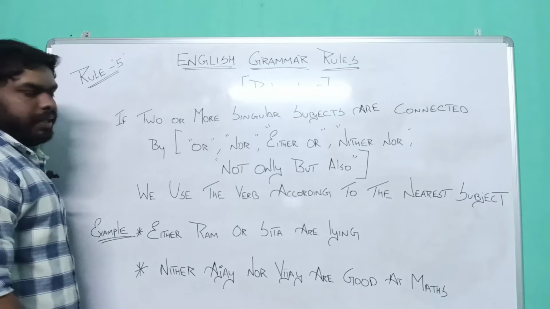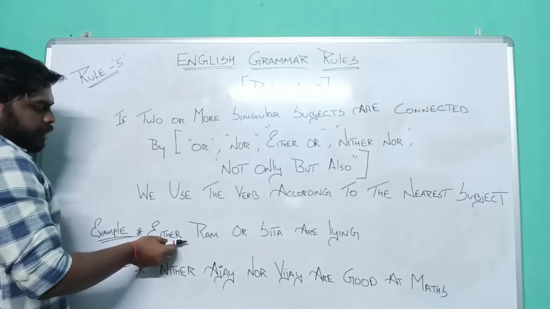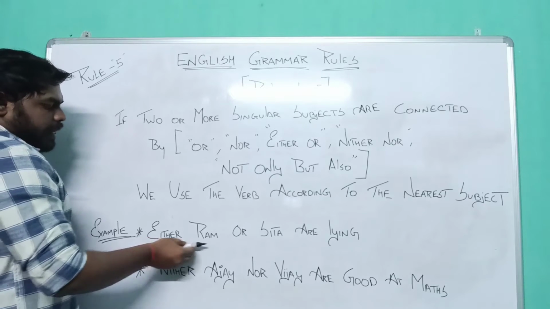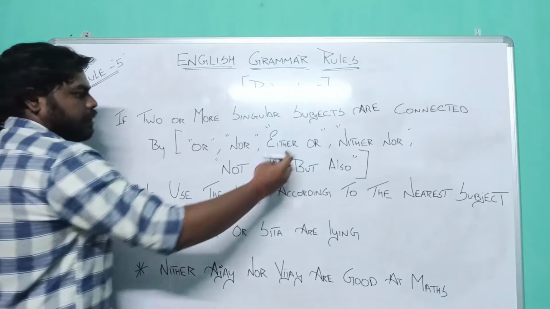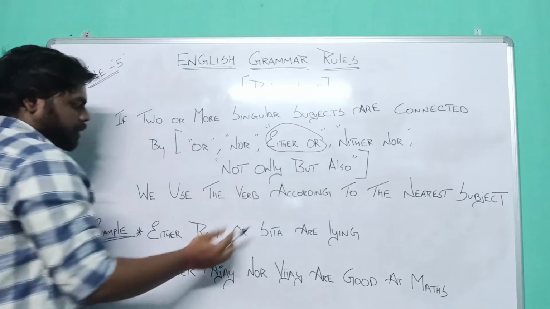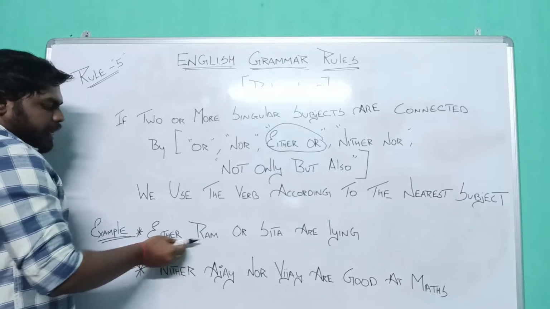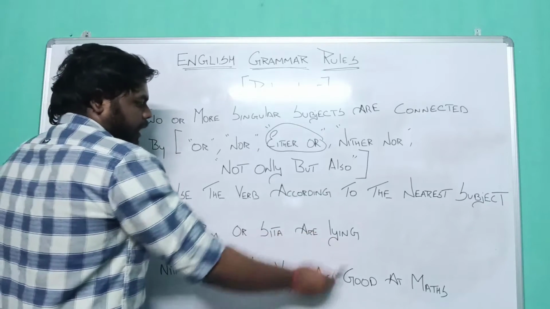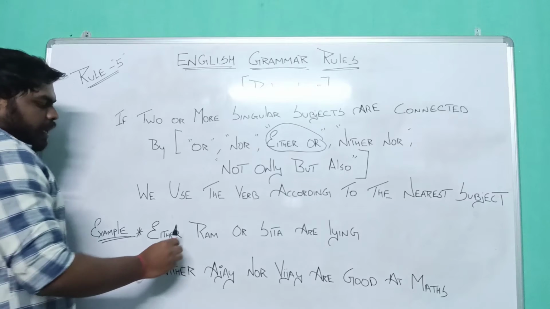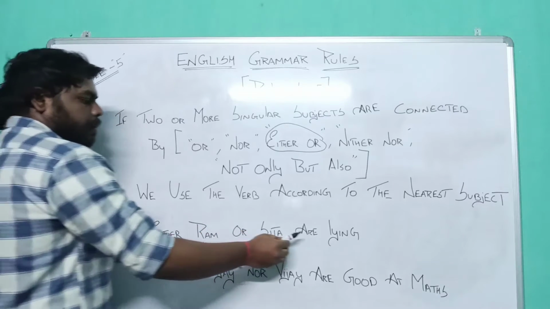So what do we mean by that? Here we have an example. This sentence is being connected with either or. I have taken this as an example. This sentence has been connected with the words either or. Either Ram or Sita are lying. So this is a subject, subject 1, subject 2. The verb is here.